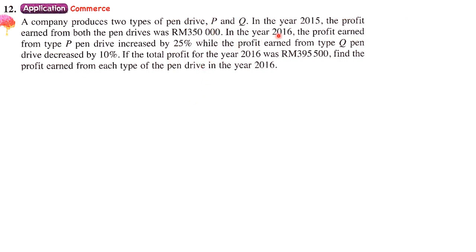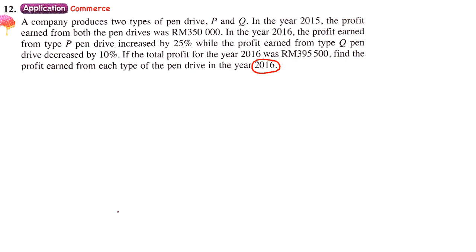I'll explain later. In the year 2016, the profit earned from type P pen drive increased by 25%, and the profit earned from type Q decreased by 10%. Okay, so this profit increase and decrease add together for 2016 is 395500. So find the profit earned from each type of pen drive in the year 2016. Now, be very careful. They want 2016, not 2015.